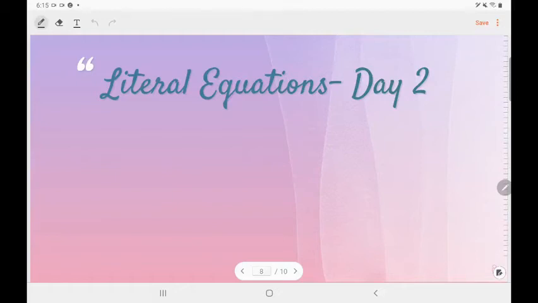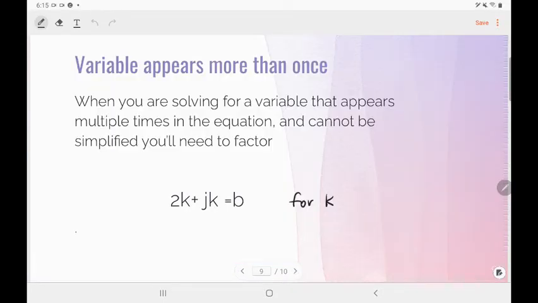We're going to be talking about literal equations for one more day, and I'm just going to teach you a couple things about solving literal equations for a few special cases. So to start out with, what I'm going to do when a variable appears more than once. If I'm solving for a variable that appears multiple times in an equation and cannot be simplified, sometimes they do simplify, and I can get only one variable that I'm solving for.